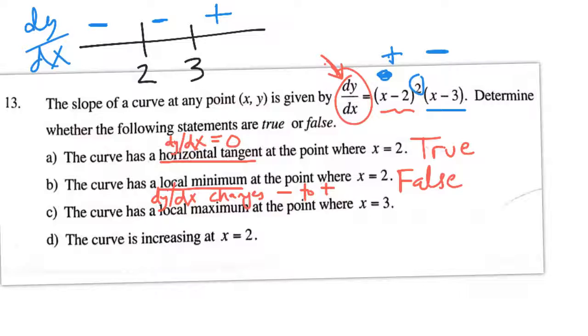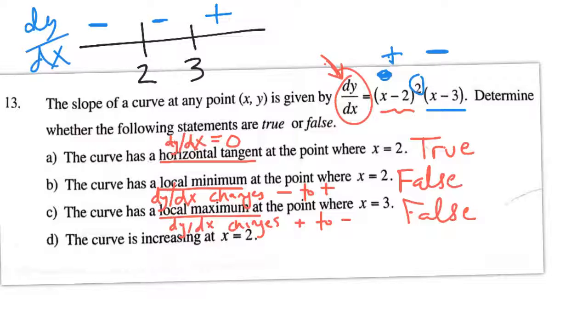Alright, question number C. Local maximum at x equals 3, well, that would mean dy dx is changing from a positive to a negative. Does that happen? Take a look at your sign chart. X equals 3, ooh, changes from a negative to a positive. So that's also false. It's also false because that's actually a local minimum.